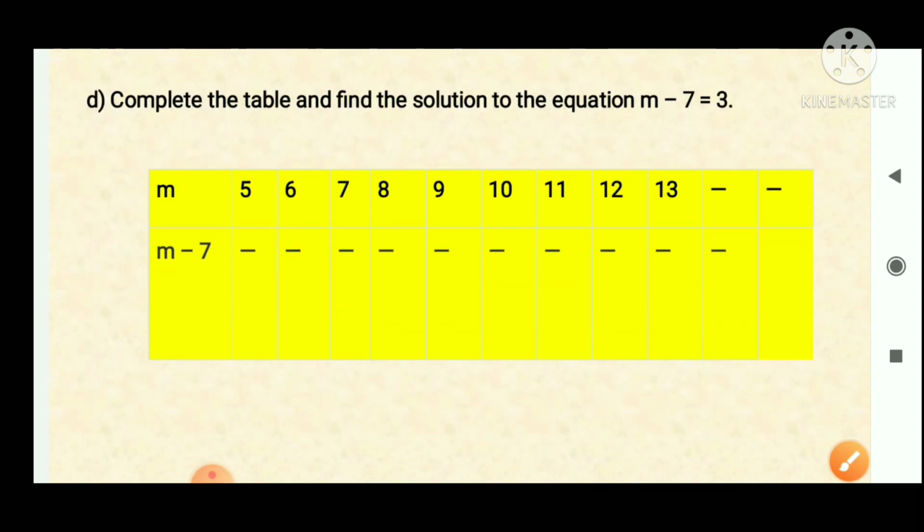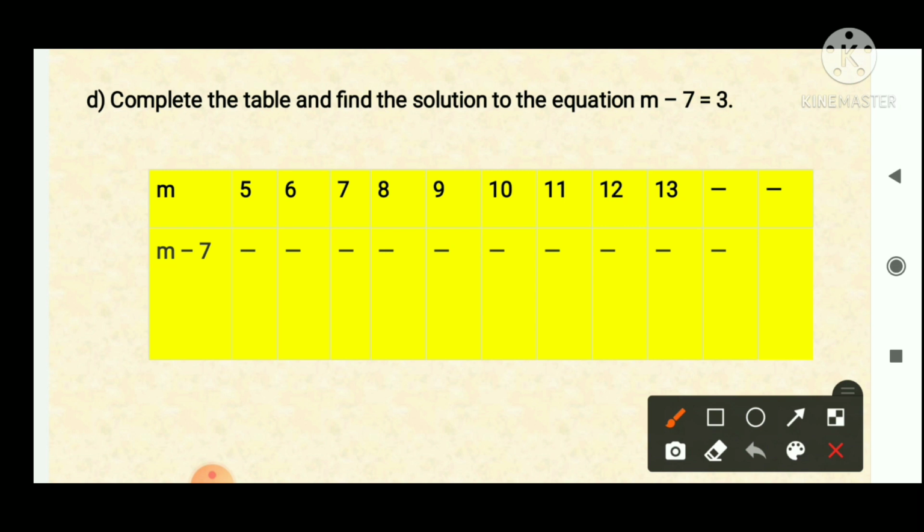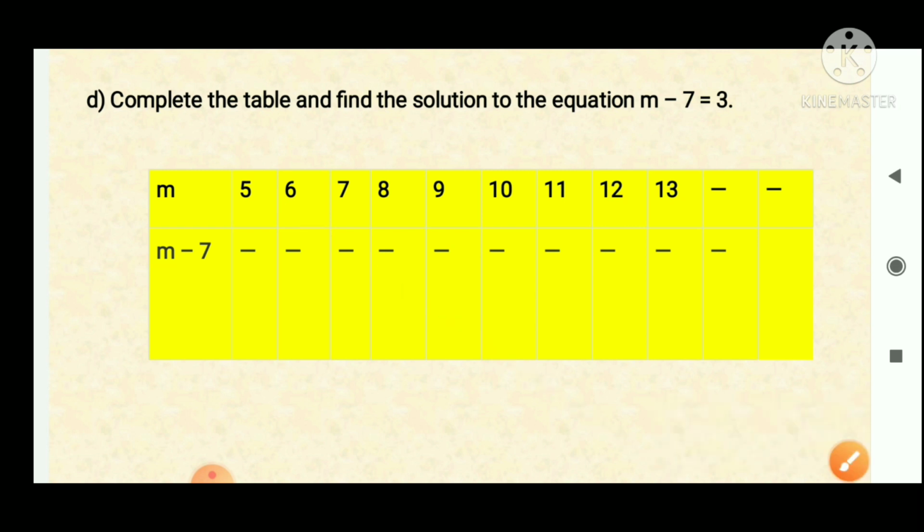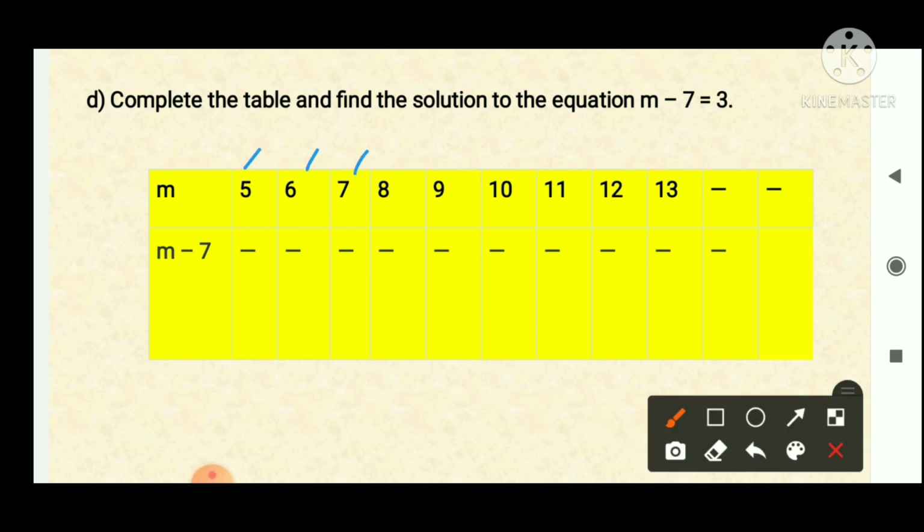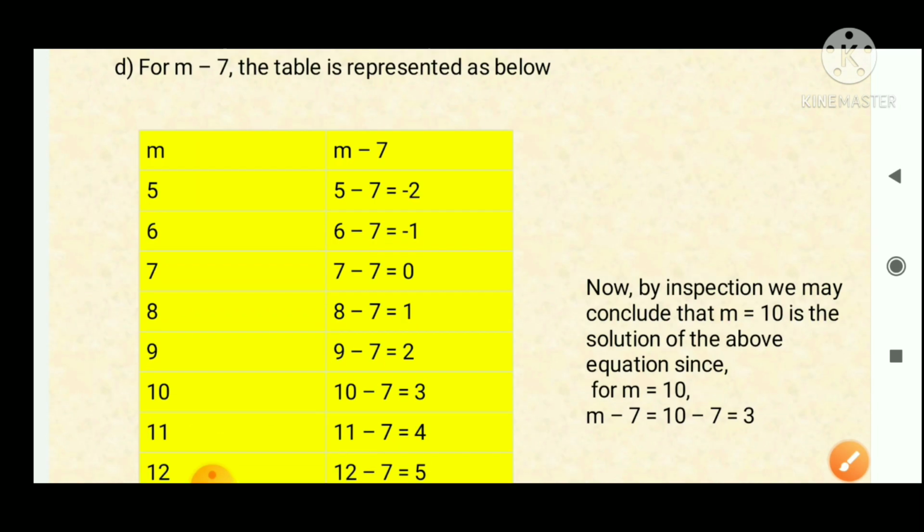Now the next equation. Complete the table and find the solution to the equation m minus 7 is equal to 3. So here, by putting the values of variable m as 5, 6, 7, 8, 9, 10, 11, 12, 13, we have to find the solution to the equation m minus 7 is equal to 3. So let's see the solution.